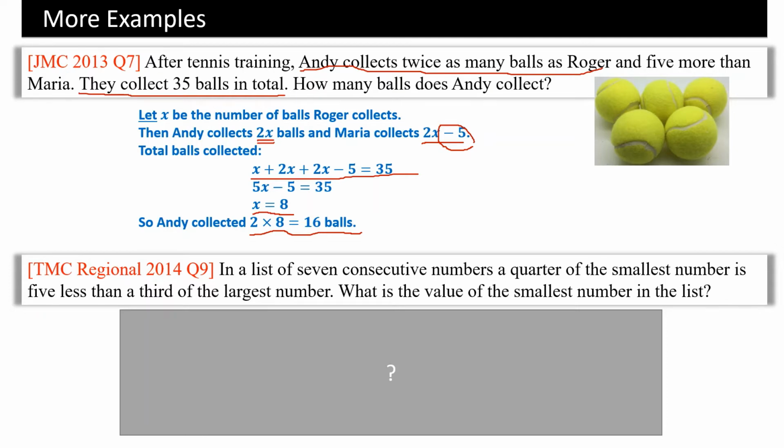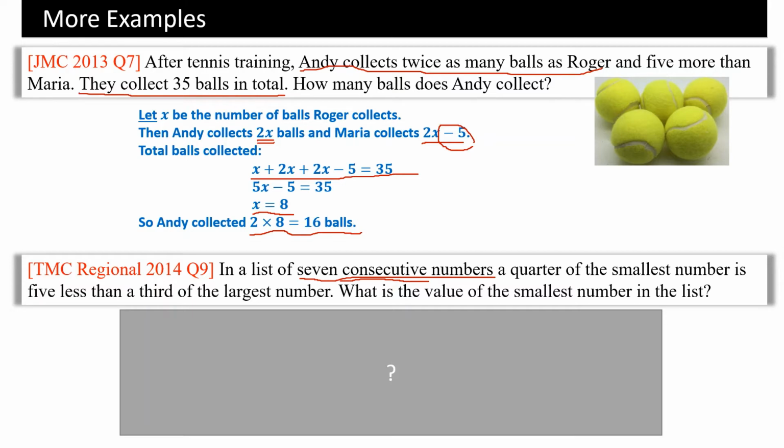Now, we know we're going to use an unknown value, maybe X. Generally it's X. But the first thing we can do before that is to just underline all the key bits of information that we need. So the first thing the question tells us is that there's a list of 7 consecutive numbers. And the word consecutive is important, so we need to note what that means.